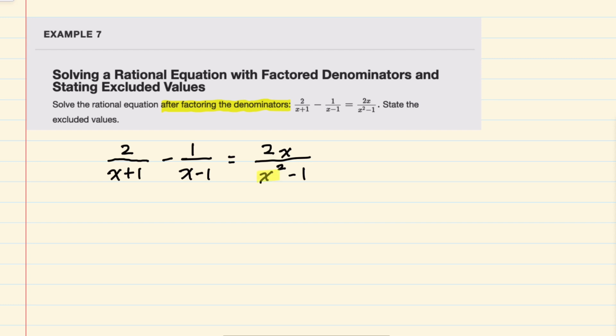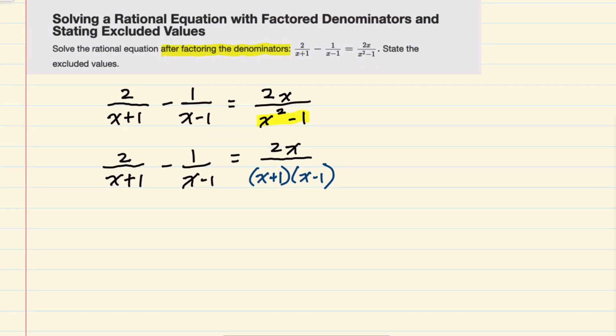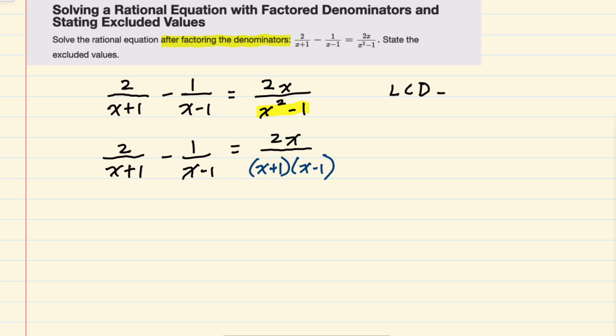And we can see that this denominator can be factored. Since it is a difference of two squares, we know that it will factor into x plus 1 times x minus 1, and there's nothing to factor on the left-hand side. However, now that those denominators are factored, I can tell that the lowest common denominator will have the x plus 1 factor and the x minus 1 factor, and that will be the lowest common denominator.